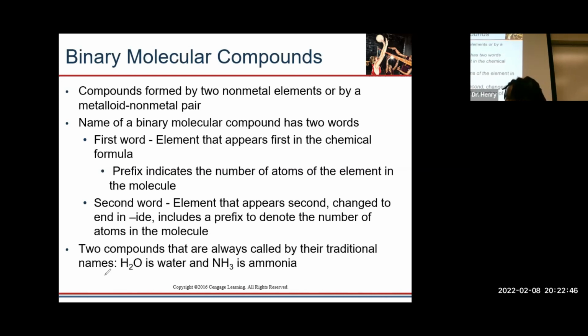So there are a couple of compounds that are always going to be traditional names. We're always going to call them by certain names, like water, H2O, and ammonia, NH3. Those are ones that you've got to know, right? Those two. Okay. So when we're talking about elements that are covalently bonded, covalently bonded things are going to be things that are all non-metals. So for instance, CO2. This guy is called carbon dioxide.